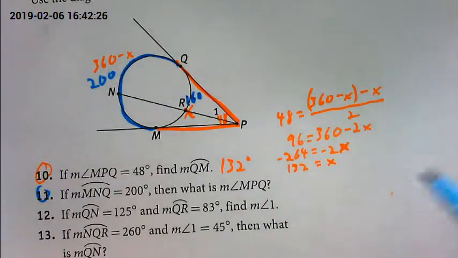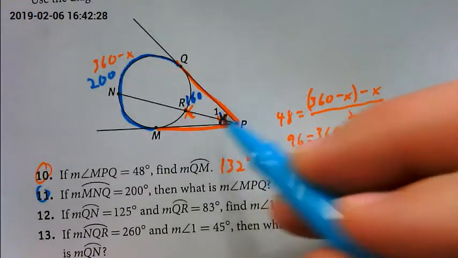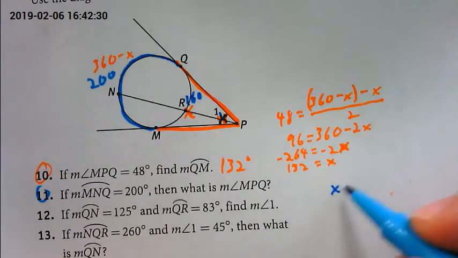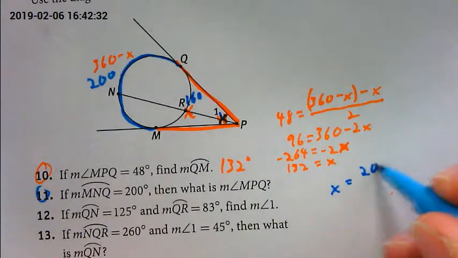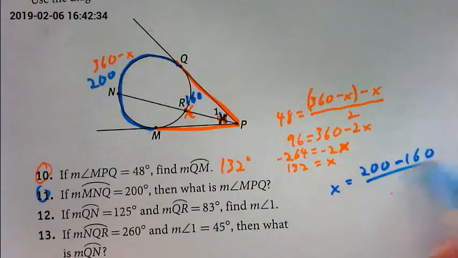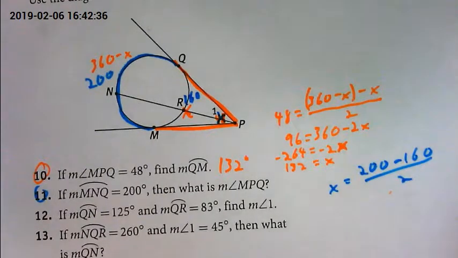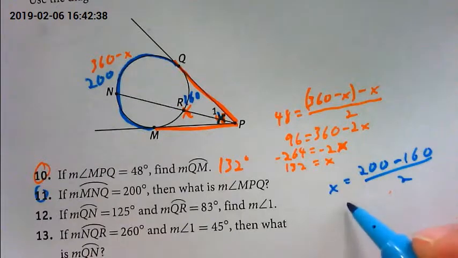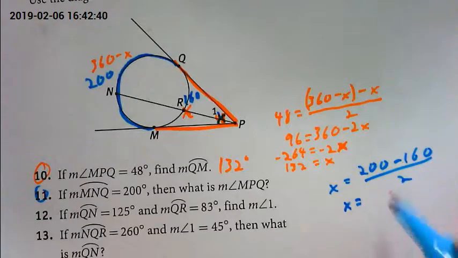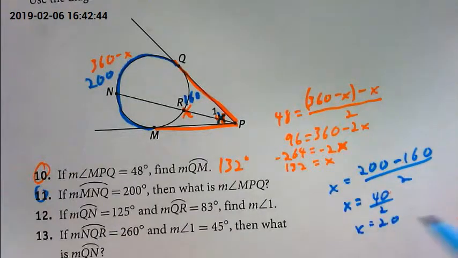So now this would be the angle we're looking for. So x equals 200 minus 160, divided by 2. Again, it's the same formula. 200 minus 160 is 40. 40 divided by 2 is 20. And that would be our angle.